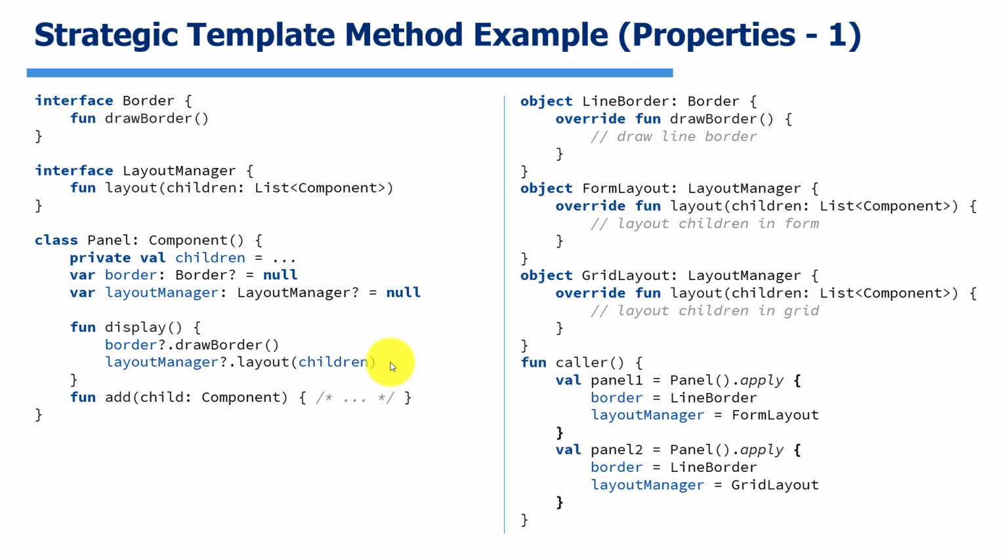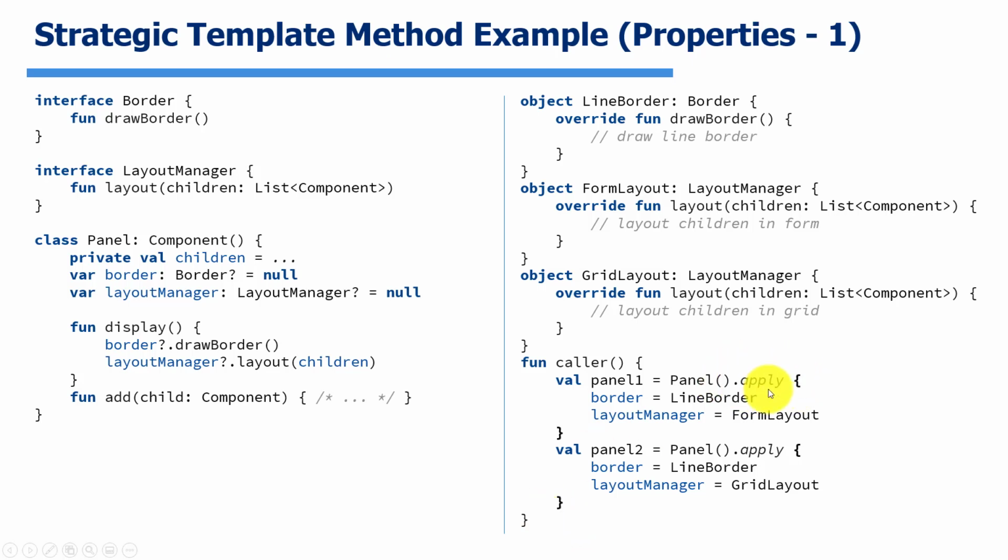Then we can start defining the actual concrete strategies that we're going to pass in. So if we had a line border implementation, this says how to draw a line around things. A form layout that says how to lay out your children. A grid layout, how to lay out your children. And then these stay fixed. We're not going to use subclasses of them. They're just separate little pieces that we can plug in. Then when the caller is setting up the panel, he can plug those pieces in.